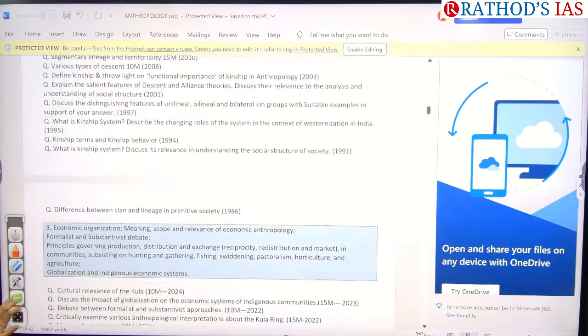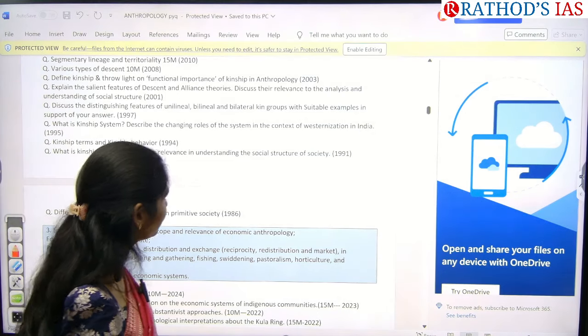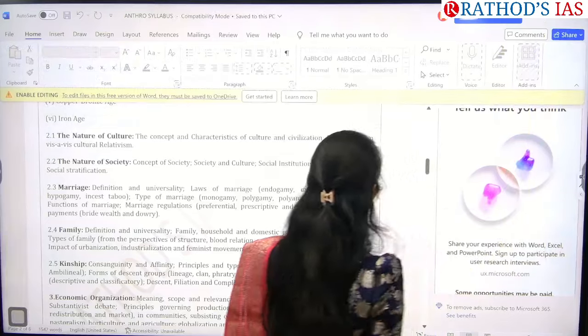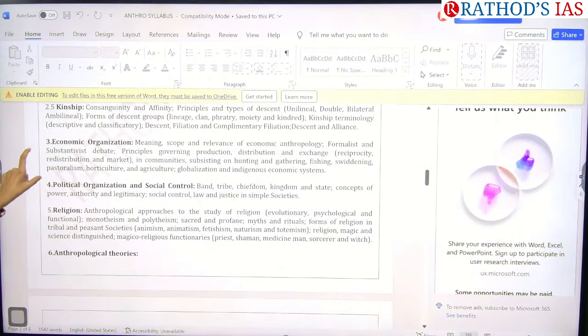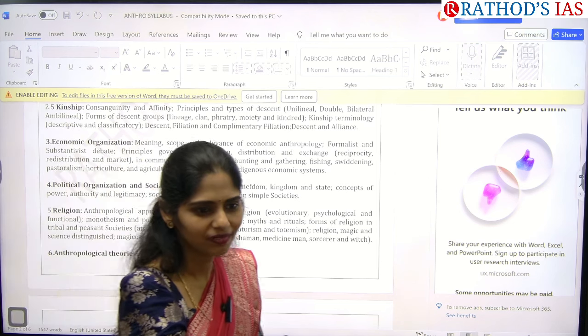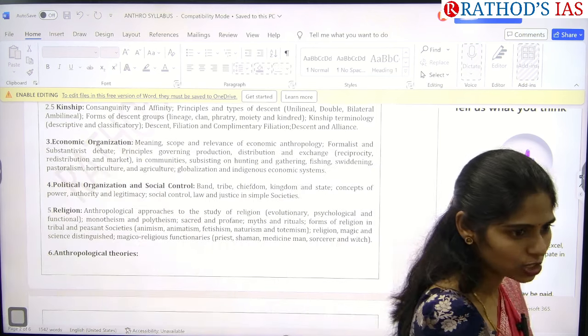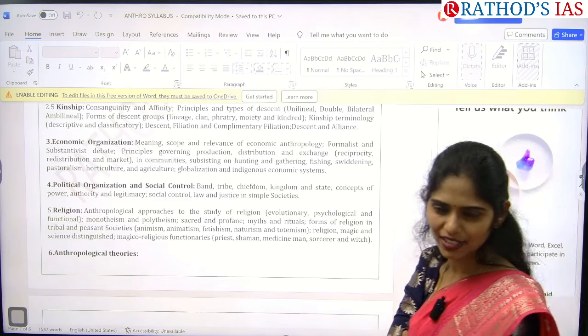Okay, so let us go back. Are you getting bored? Economic organization. There are only 4 lines in your syllabus. What does economy deal with? Economy deals with production, consumption and distribution of goods and services.